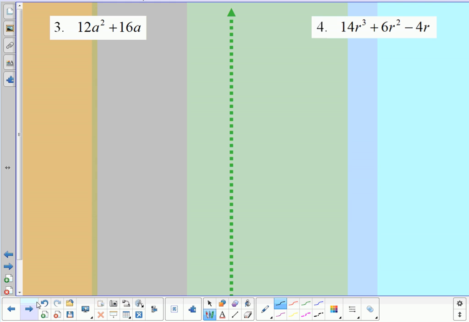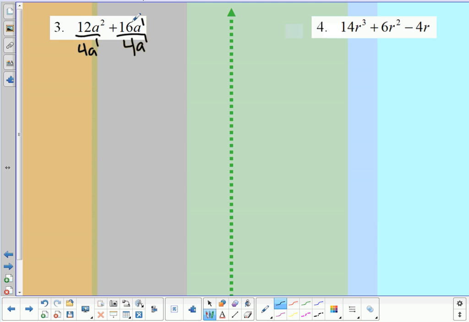Let's take a look at number 3. In number 3, I have 12a squared plus 16a. So I need to look for the largest common factor from 12 and 16. Well, 12 and 16 can both be divided by 4. So I'm going to divide both by 4. Then I also need to look for the largest number of each variable that I can take out. Well, my only variable is a. Here I have 2 a's, there I have 1. So the largest that they have in common is just a to the first.